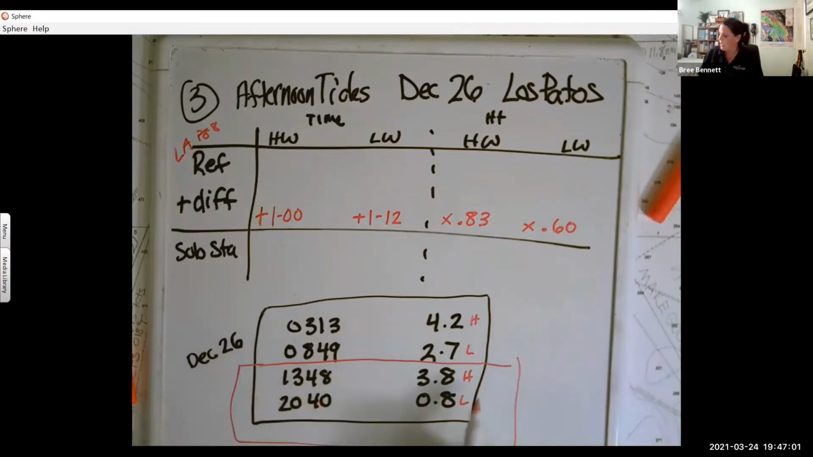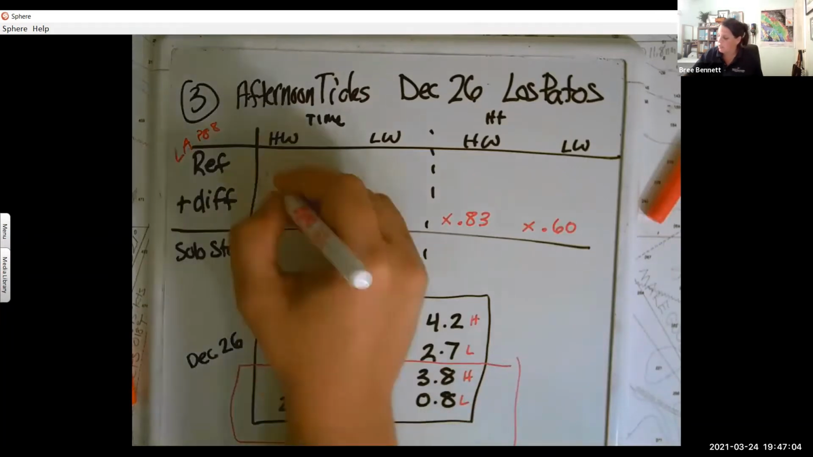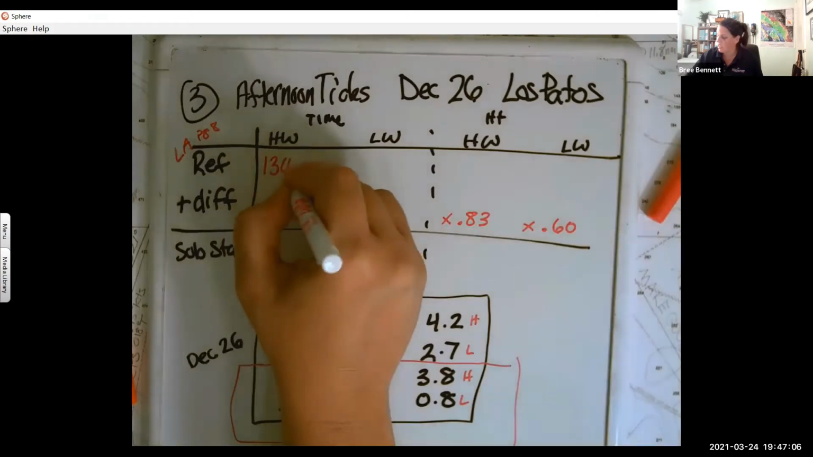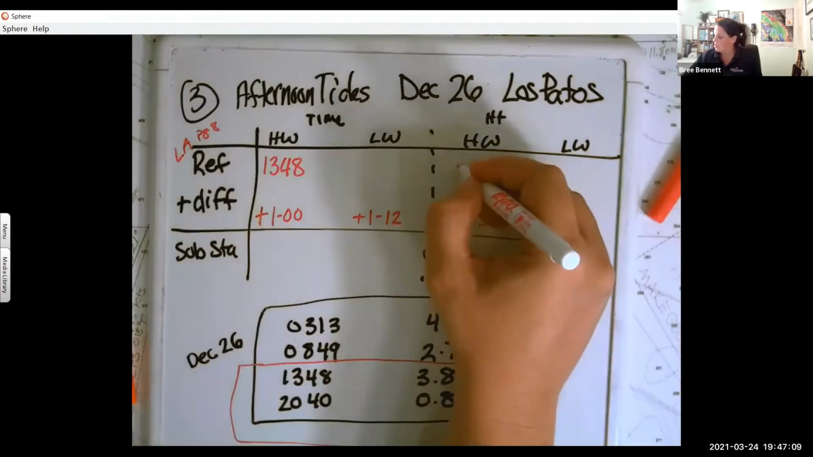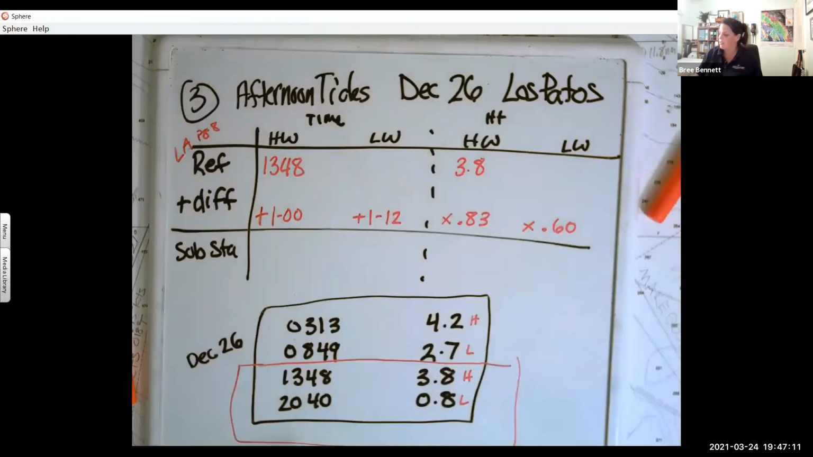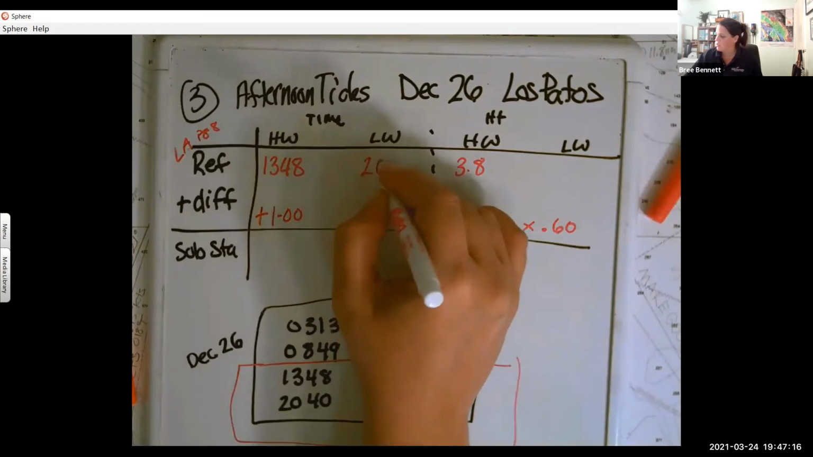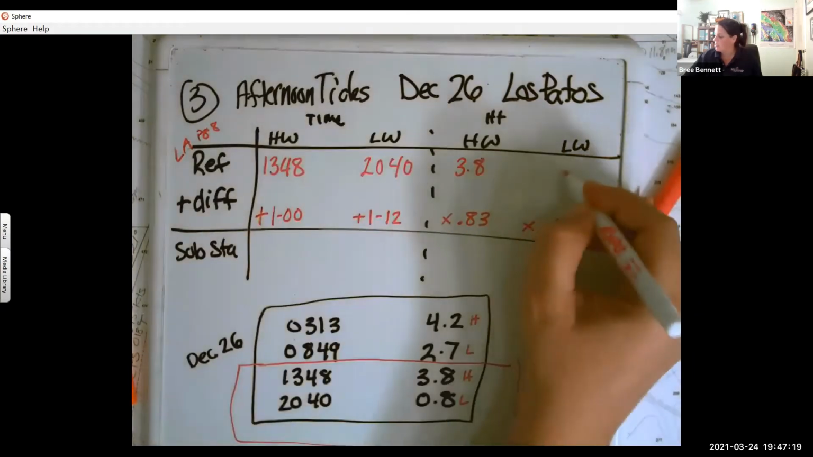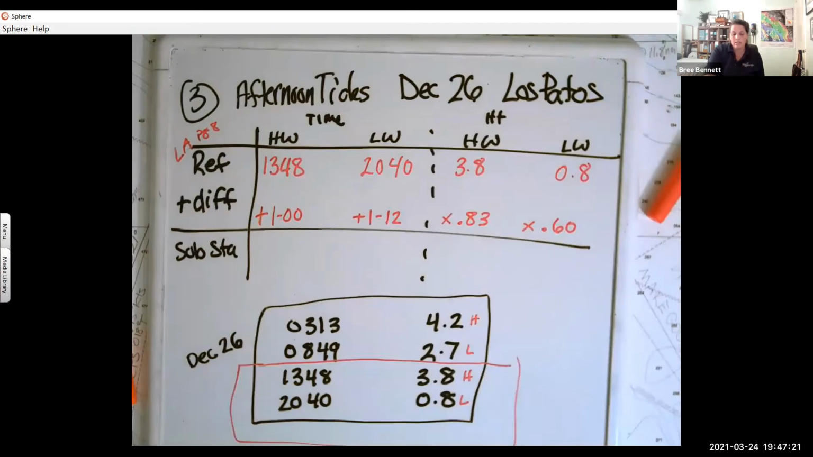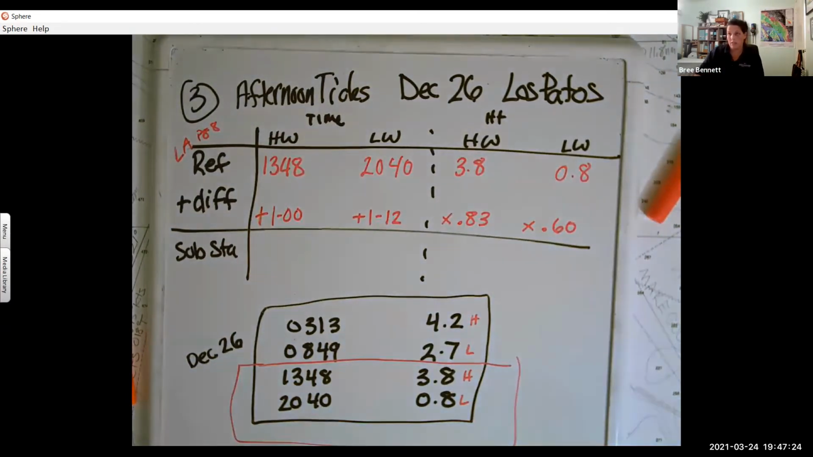So I'm going to put in my high water is 1348 at 3.8 feet. My low water is 2040 at 0.8 feet. So I just got that information from my reference, from my table 1, daily pages.